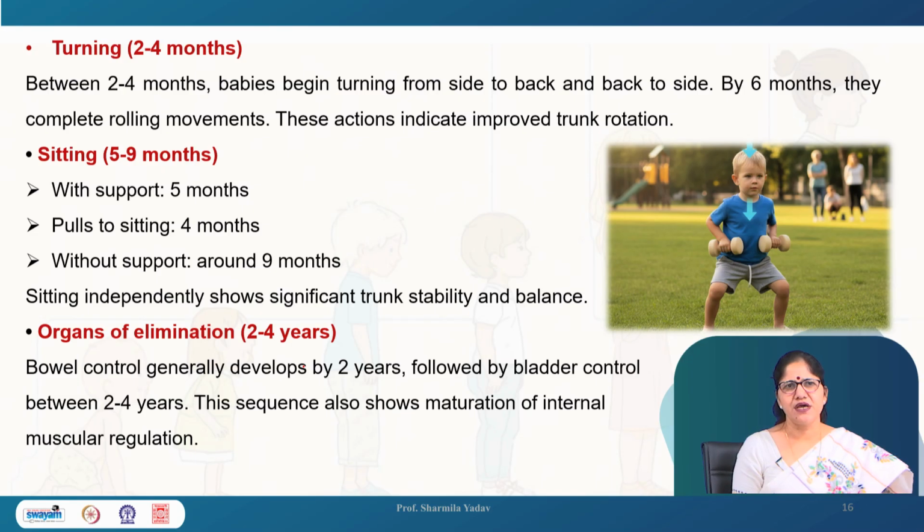Sitting, 5 to 9 months. With support, 5 months. Pulls to sitting, 4 months. Without support, around 9 months. Sitting independently shows significant trunk stability and balance of the body. Organs of elimination, 2 to 4 years. Bowel control generally develops by 2 years, followed by bladder control between 2 to 4 years. This sequence also shows maturation of internal muscular regulation.